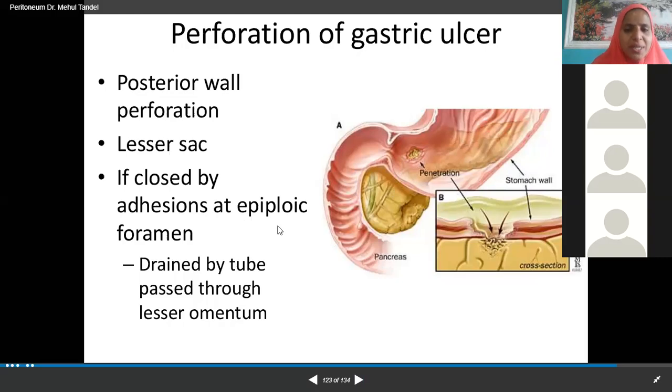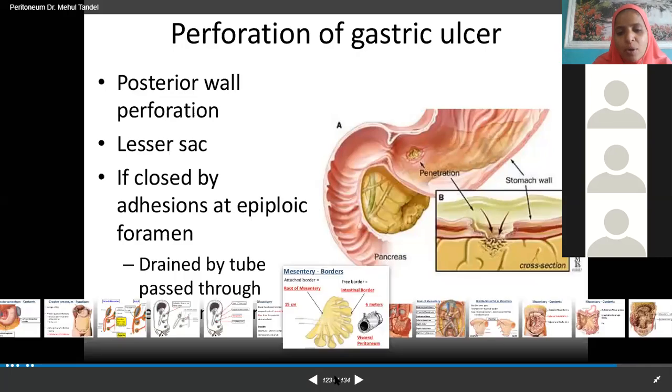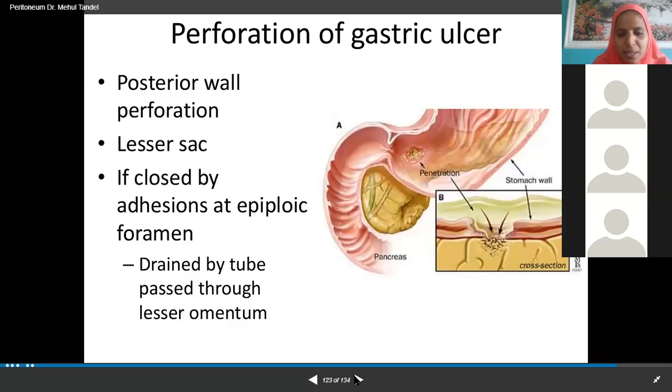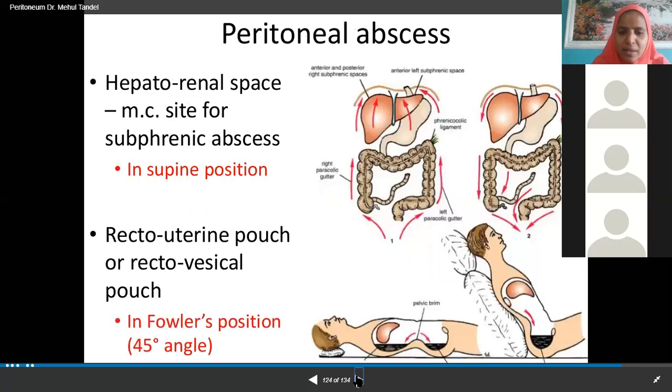So in such cases, if there is any leakage of stomach contents into the peritoneal cavity due to the perforated gastric ulcer, obviously again we have to drain, like we have seen in case of ascites, where a drainage tube was inserted. Here the drainage tube, preferably, we have to pass through the epiploic foramen, that is through the lesser omentum. That's the easy way to enter the lesser sac, isn't it? At the right free margin of the lesser omentum we have a ready-made hole, the epiploic foramen, through which you can easily enter the lesser sac and drain the fluid.